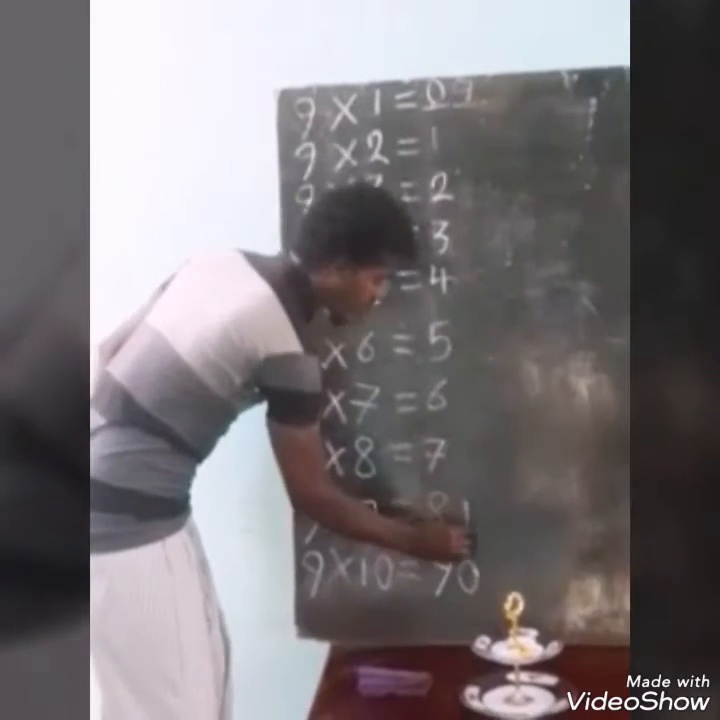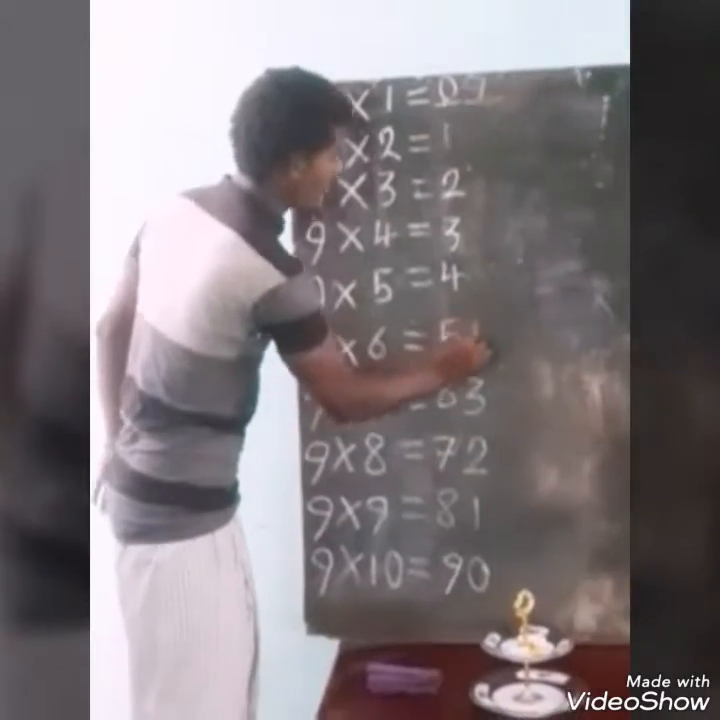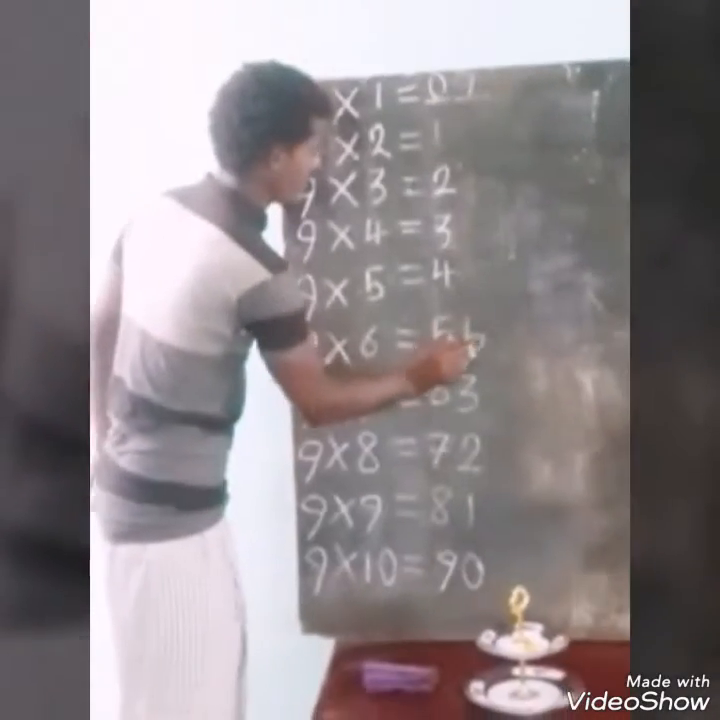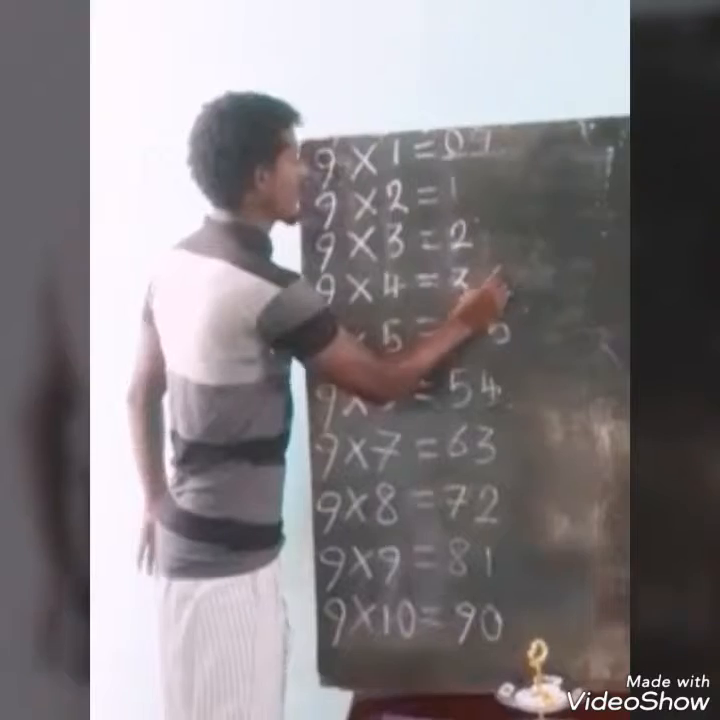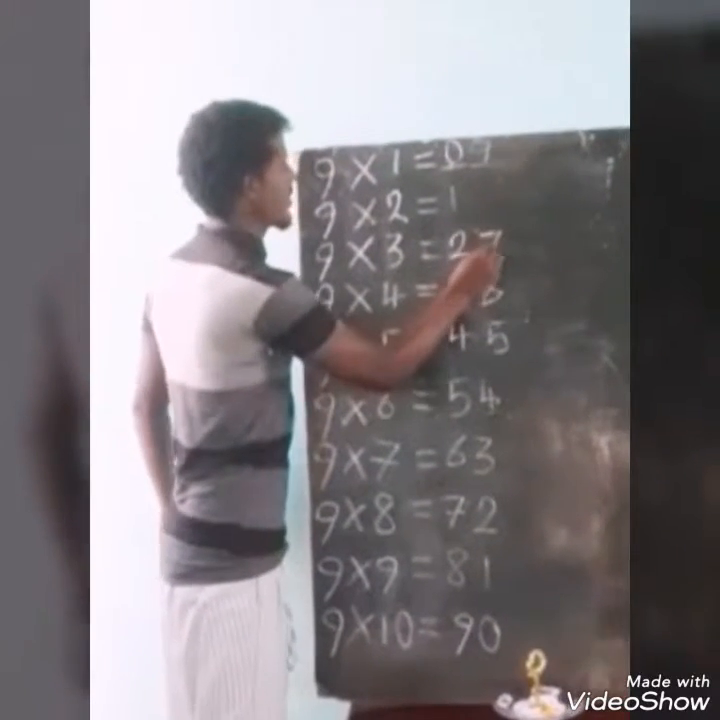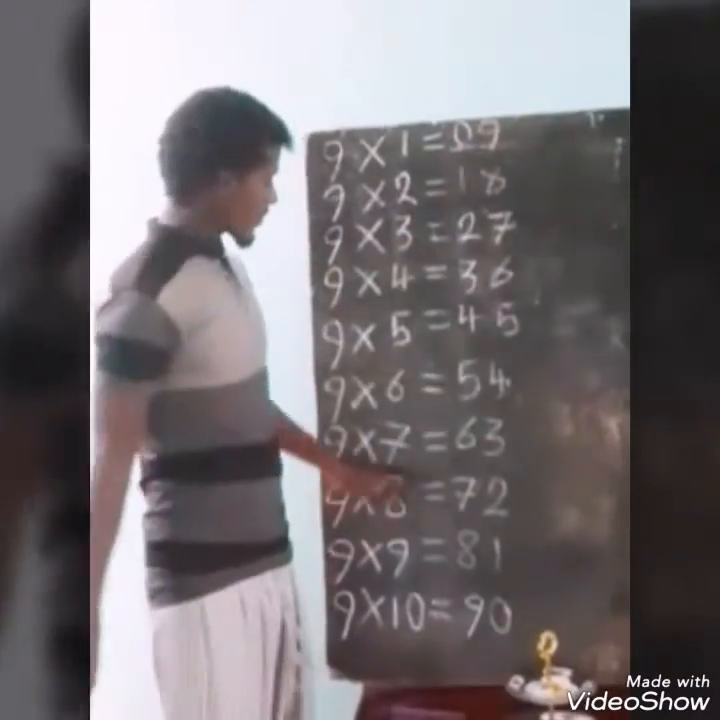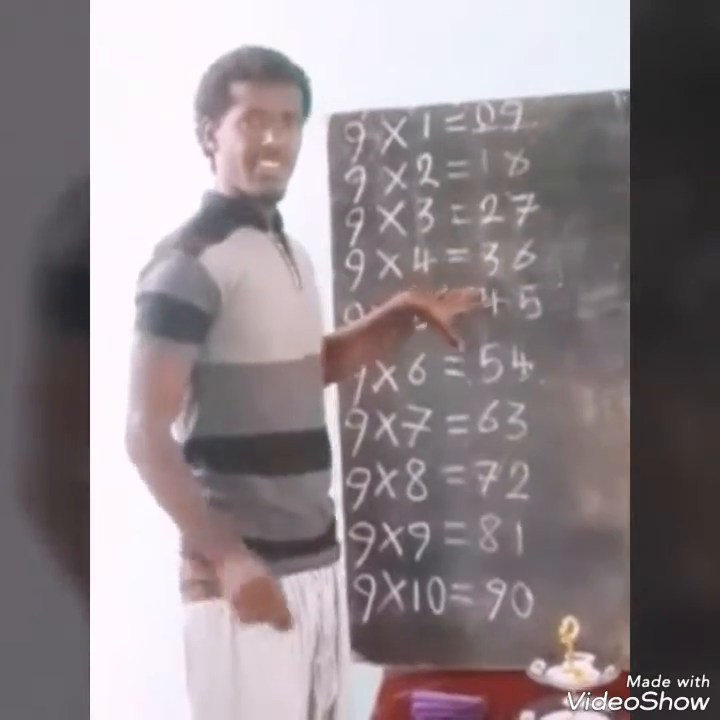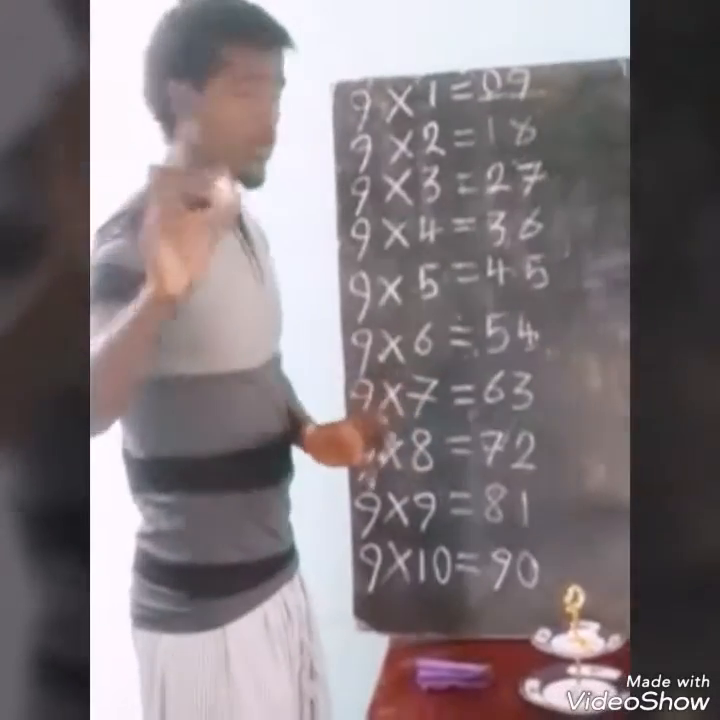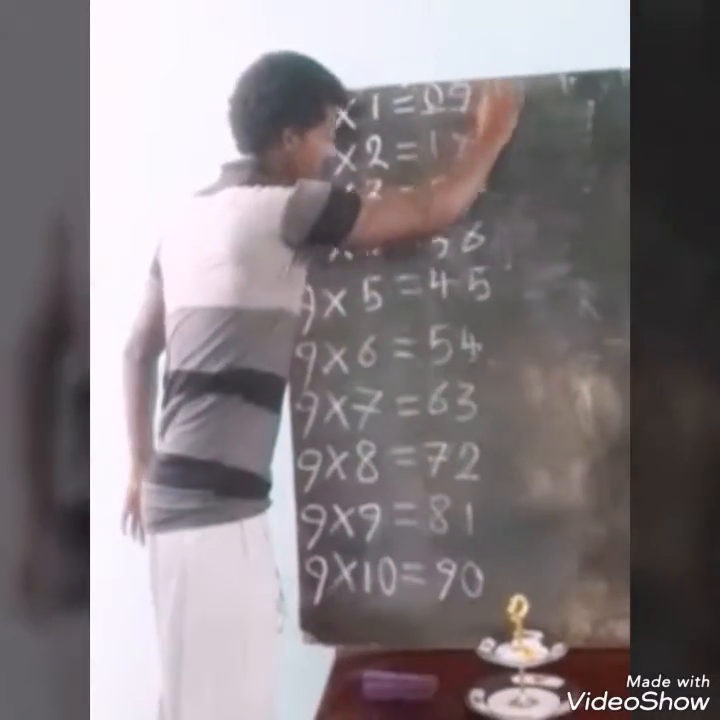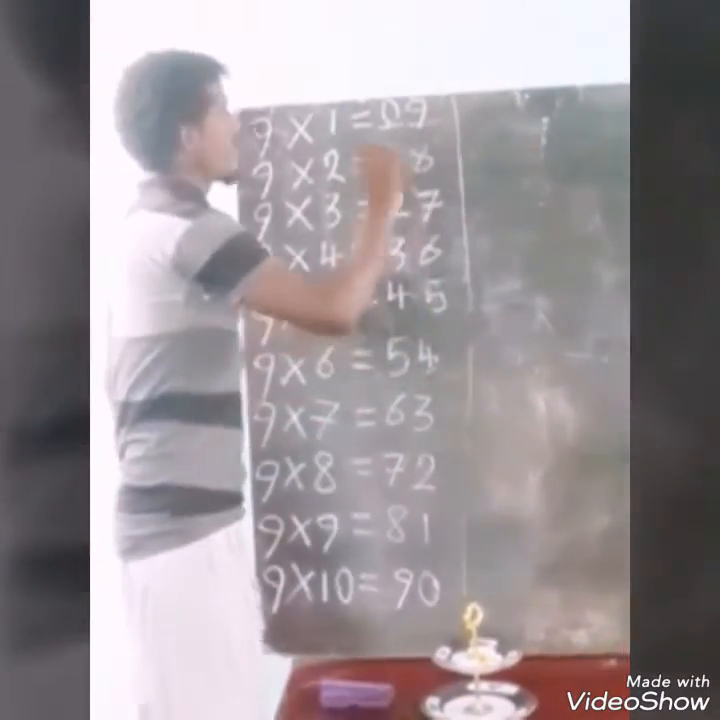So 0, 1, 2, 3, 4, 5, 6, 7, 8, and 9 is here. This way is for children, but smart people like you must write the two numbers at one time.